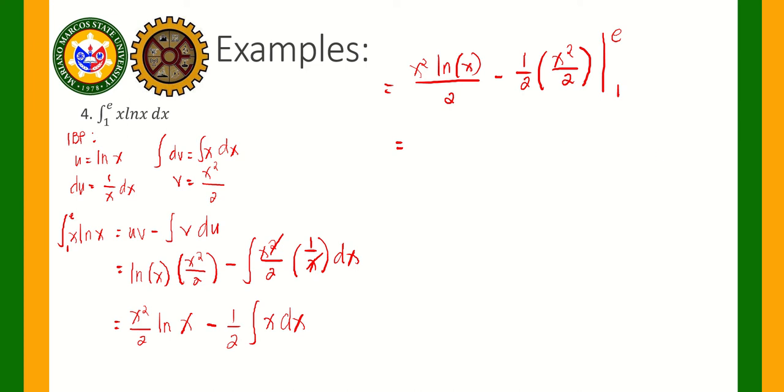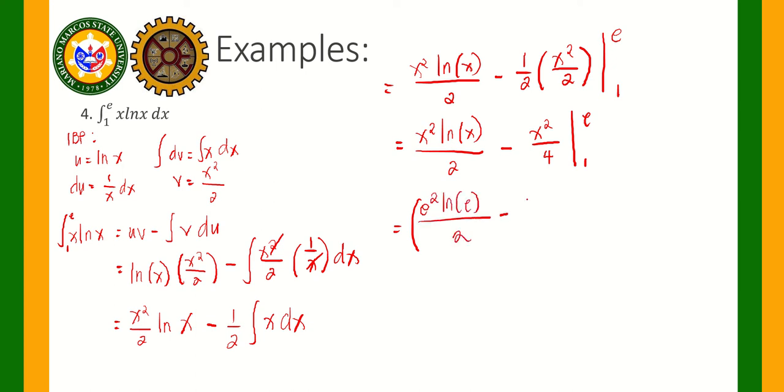Okay. So, simplify muna natin. This will be equal to x squared ln of x over 2 minus x squared all over 4, limits from 1 to e. So, gagawin natin is to upper limit minus lower limit. So, this is equal to lahat ng x, substitute with e. So, e squared ln of e all over 2 minus e squared all over 4. And then minus natin si lower limit. So, that is equal to 1 squared ln of 1 over 2 minus 1 squared all over 4.